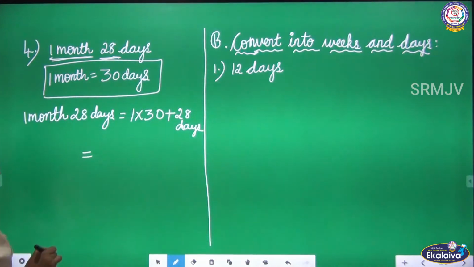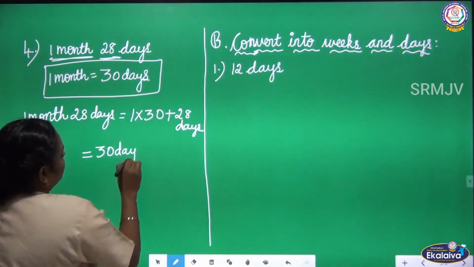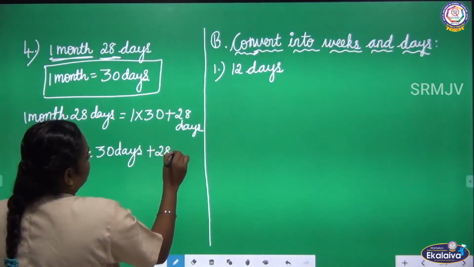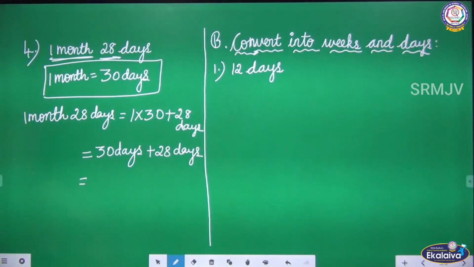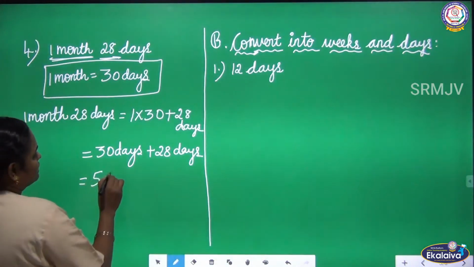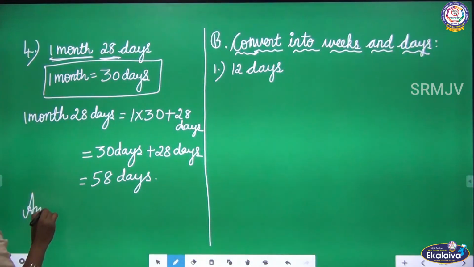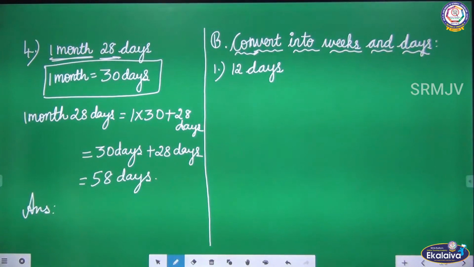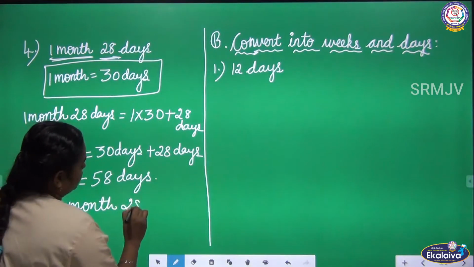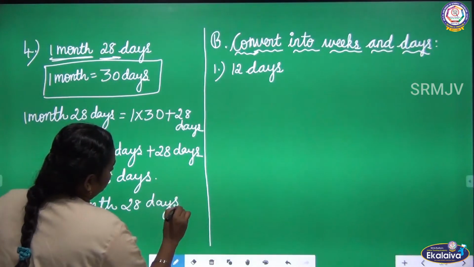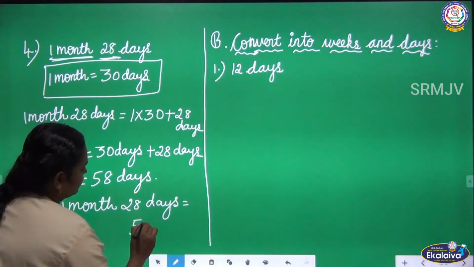So what is 1 into 30? 1 into 30 is 30. So 30 days plus 28 days. So what is 30 plus 28? 30 plus 28 is 58 days. So tell me the answer. 1 month 28 days equal to 58 days.